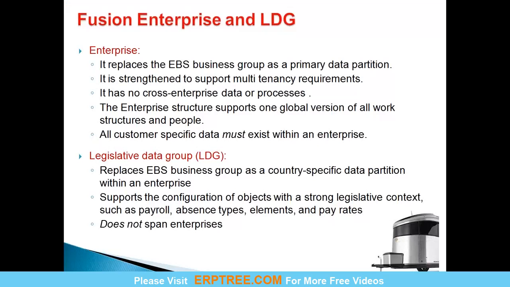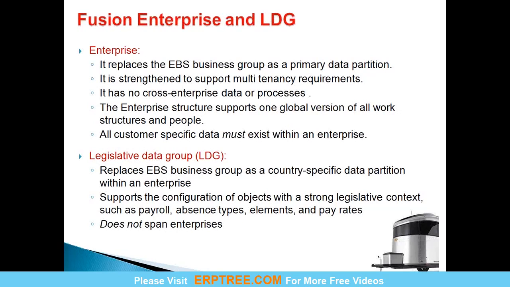Within the Fusion enterprise structure, we have seen that the enterprise replaces the EBS business group as the primary data partition, and it is strengthened to support multi-tenancy requirements because it is a SaaS application. Multiple customers may be using the same infrastructure, so that's why it supports multi-tenancy requirements and has no cross-enterprise data process. Enterprise to enterprise is hard partitioned, and the enterprise structure supports one global version of all work structures and people.